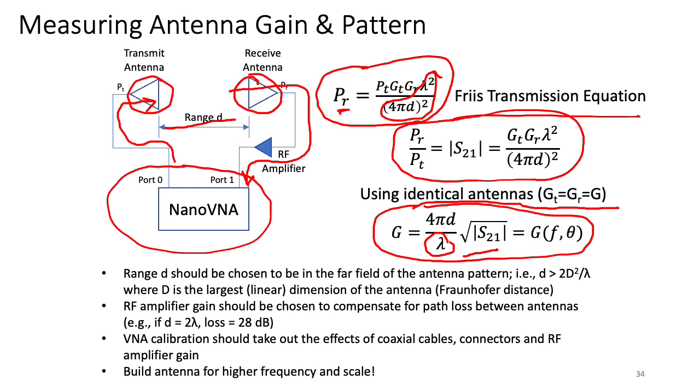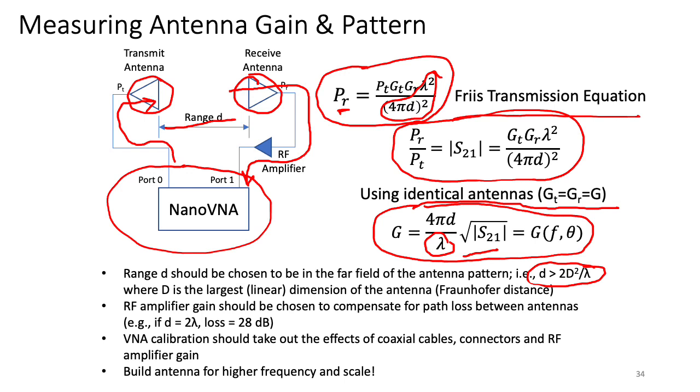And of course, this could be done as a function of angle. Like if I put these on rotating platforms, I can then determine what the characteristics are spatially. The range should be chosen to be in the far field of the antenna pattern, so this equation usually should hold. This is the Fraunhofer distance. So D should be greater than 2 times the largest dimension of the antenna squared over lambda.